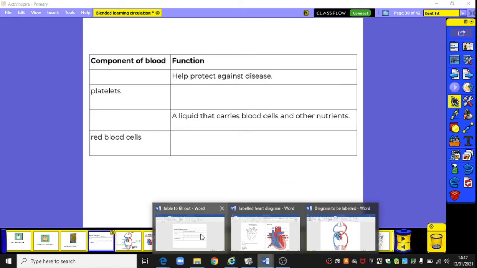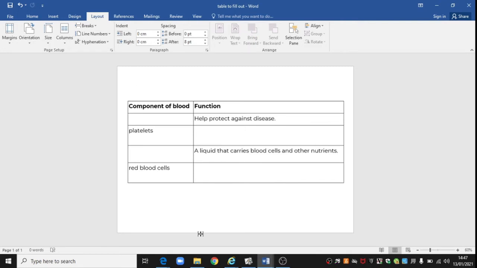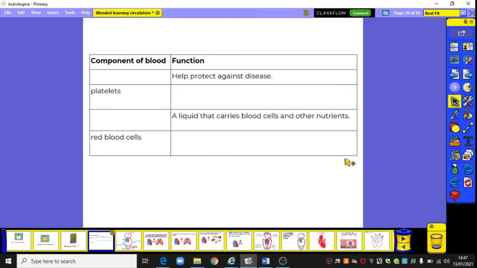Now, you will need your table sheet for the next thing, but if you haven't had a chance to download this or print this off, don't worry. Pause the video and give yourself a chance to make yourself a table like this. One side is components of the blood, the other side is their function. I've already started filling in this table, and you might want to copy the information in for yourself too. Pause the video so you can start getting yourself ready with this table or drawing it.